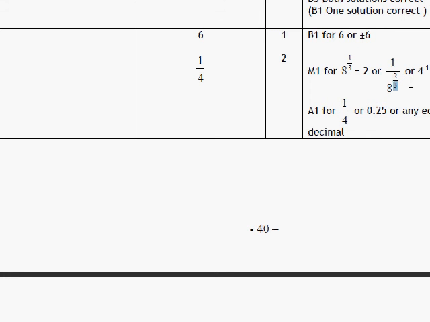It was quite easy to get 1 mark in this question. A1, full marks for a quarter, or 0.25, or any equivalent vulgar fraction or decimal. So any equivalent fraction or decimal to 1/4 would give you the marks, like 2/8.